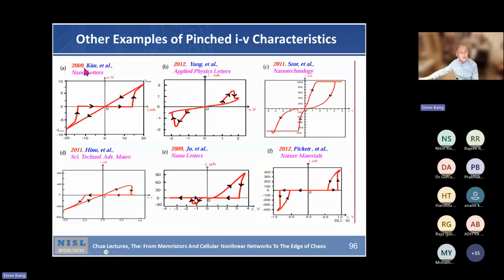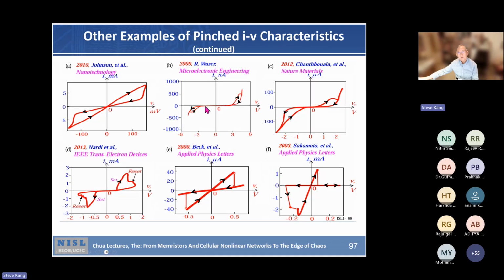This is a 2009 Nano Letters paper. This has an 8 figure, almost an 8 figure, right? See, this loop happens here, and the straight line loop happens here. Another 8 figure, but it has a strange characteristic here, etc. So many interesting observations here. Another one here has many observations. This is 2003, and this is 2000. So many observations.